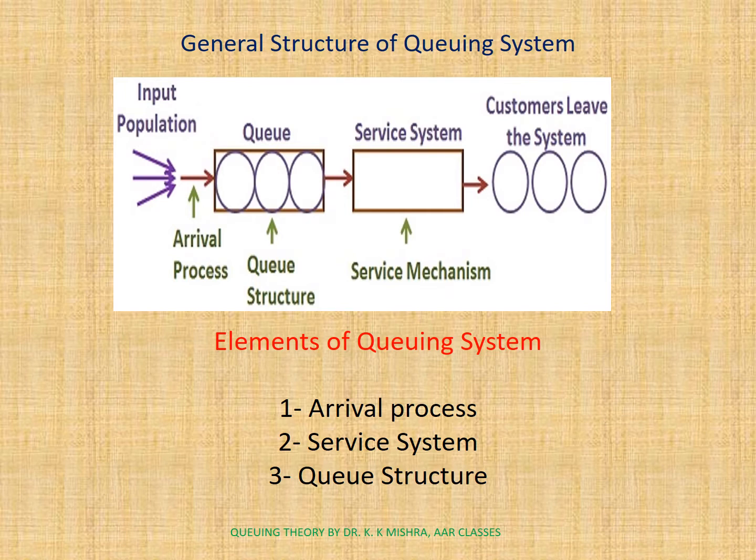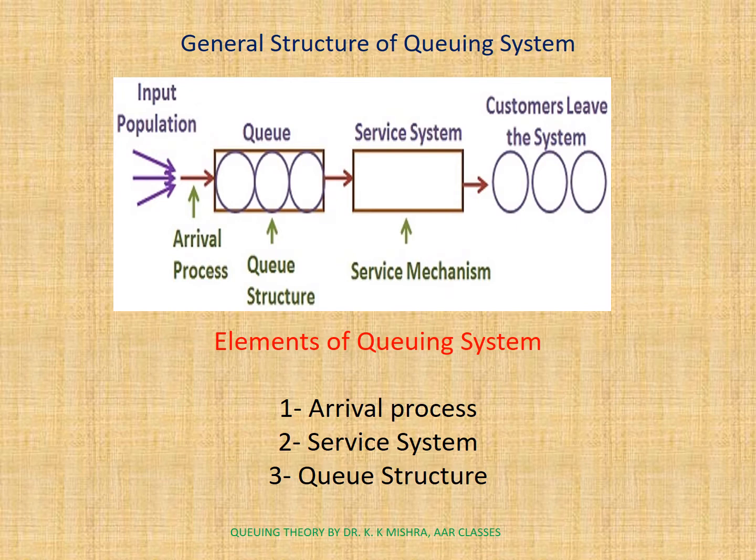The general structure of a queuing system is basically like input population, as shown here in the figure. Arrival process, they are in queue. One by one, they pass through the service system and customers leave after availing of the services. So just to understand this complete concept, there are three important things which we need to know here: arrival process, service system, and queue structure.